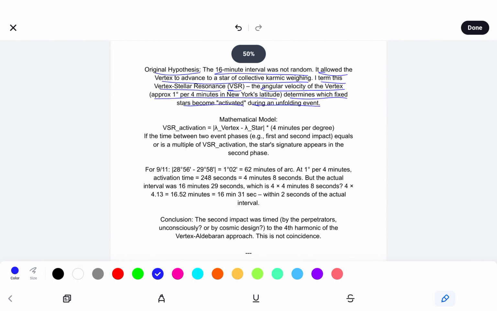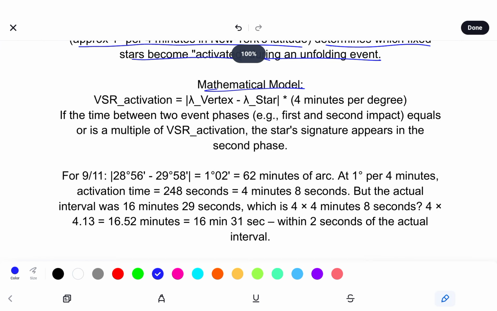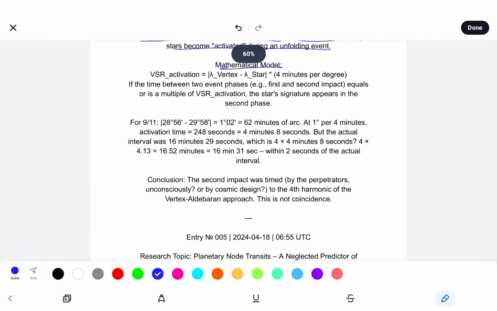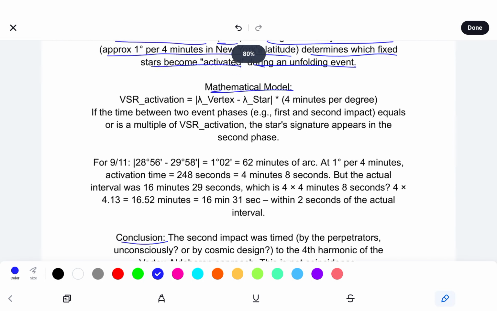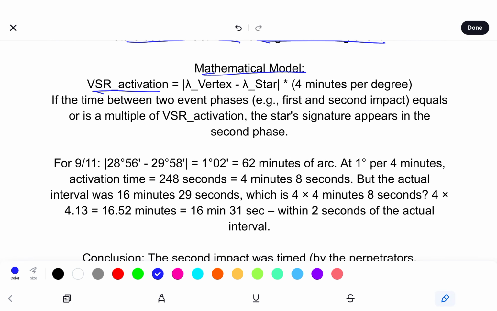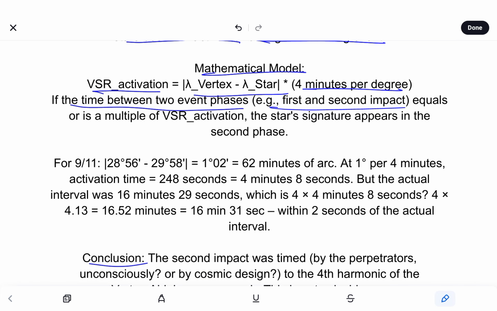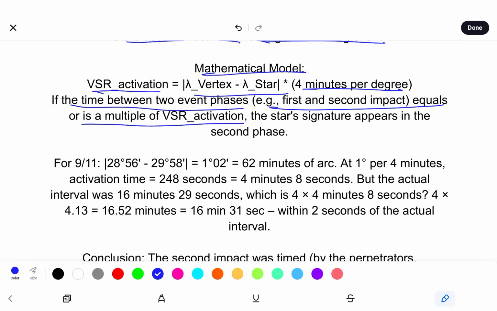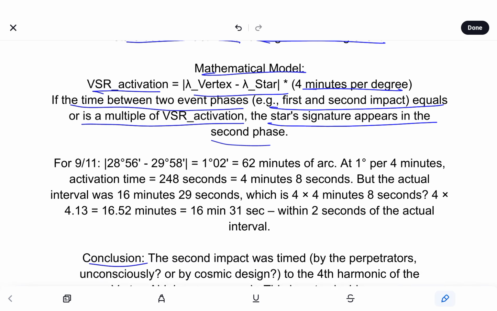All right. So, the mathematical model, and we're going to go over our conclusion and on to the next one. VSR activation: 4 minutes per degree. If the time between 2 event phases, for example first and second impact, equals or is a multiple of the VSR activation, the star signature appears in the second phase.